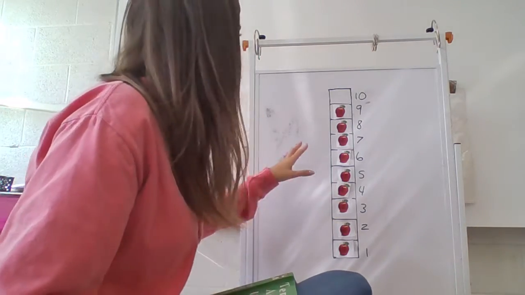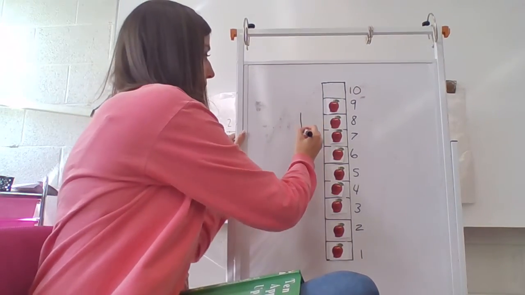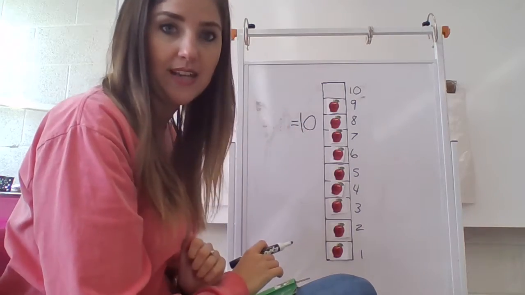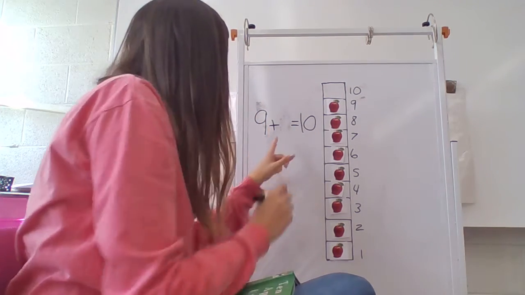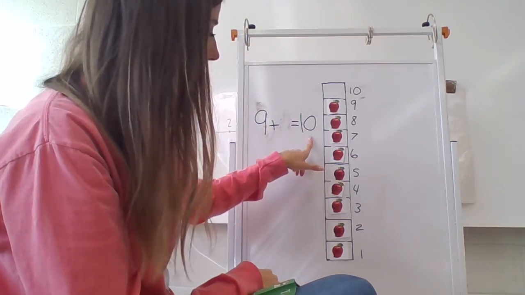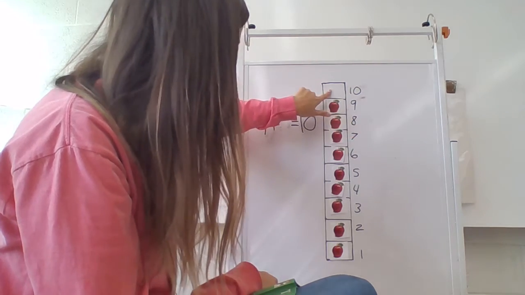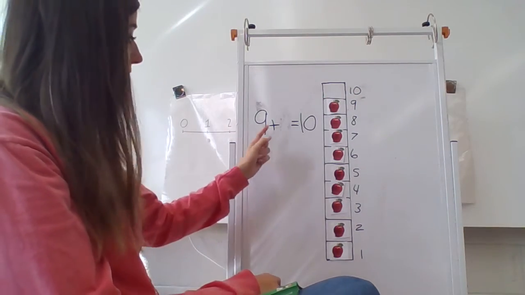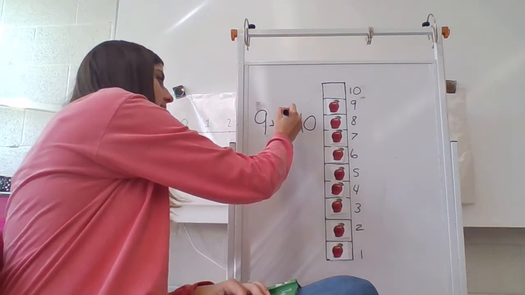Okay, so they want to get 10 apples on top of their head. That's their goal. They want to equal 10 apples on top of their head. They had 9. How many do they need to add to 9 to get to 10? Well, let's look. We have 9 apples here. If we put 1 more, we can have 10. So 9 plus 1 equals 10.